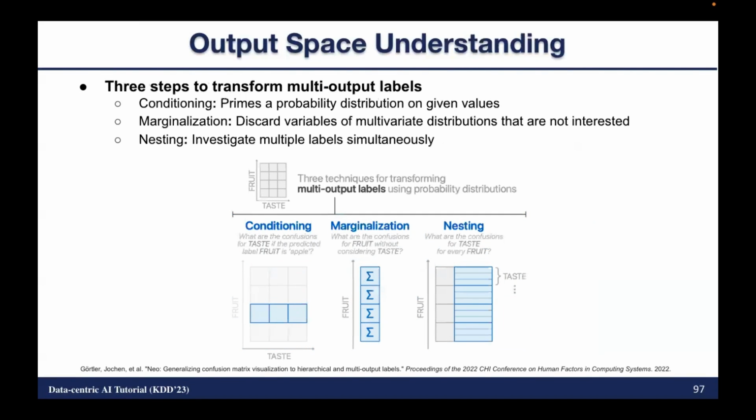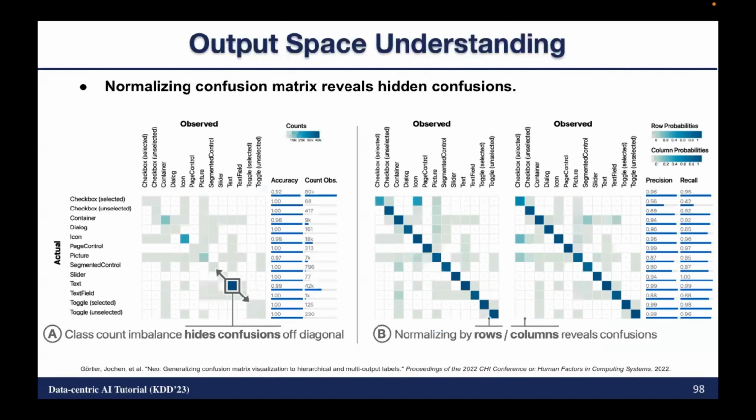So it's actually a very simple approach, but they do find that this kind of normalization on the confusion matrix is able to reveal some of the hidden confusions. Take one example here: whenever we have a very imbalanced distribution between the classes, if we do some normalization on the confusion matrix and then draw the confusion matrix with the hierarchies, we will be able to find out some of the hidden confusions.